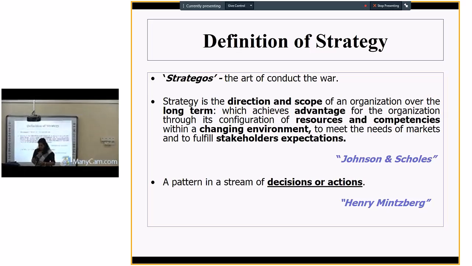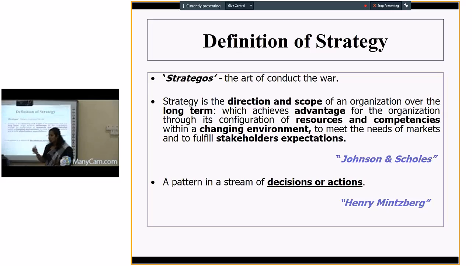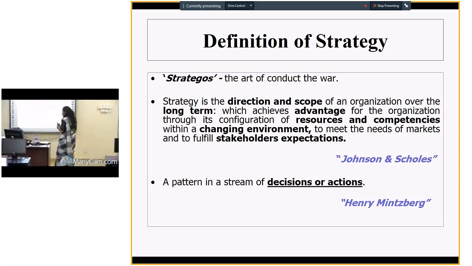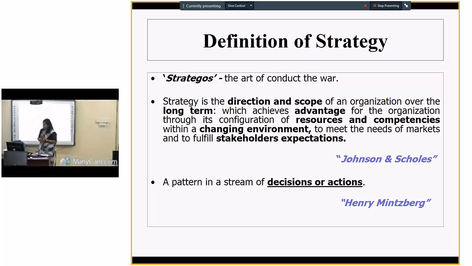When it comes to the term strategy, it highlights direction. As an organization, we have to have a path. We have to move forward. We have to think about what our future is, what our vision is, what our mission is. Therefore, it moves towards the direction as well as the scope of an organization over the long term. We focus on the long-term perspective rather than the short term, because when it comes to strategic management, we mention more things regarding the long-term or future perspective.